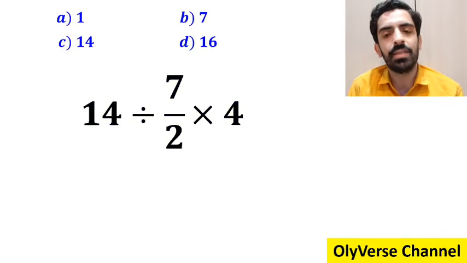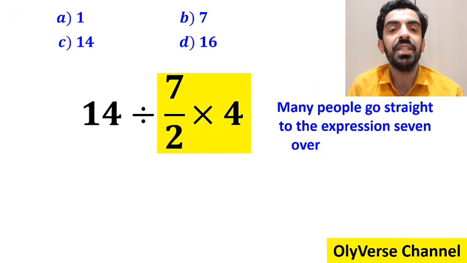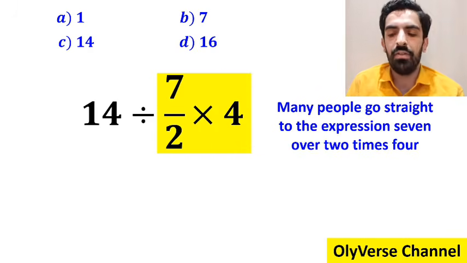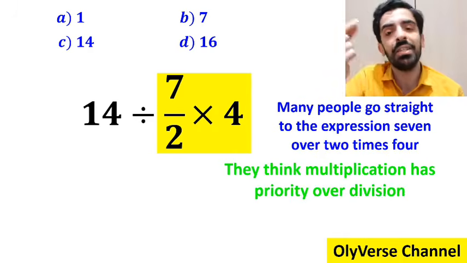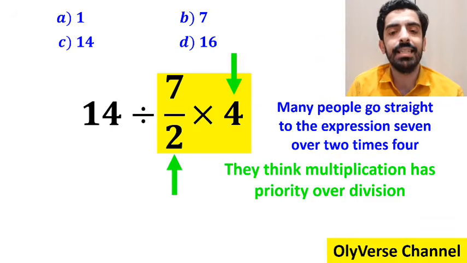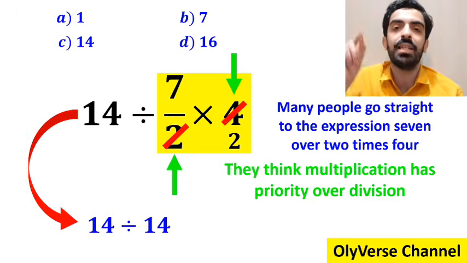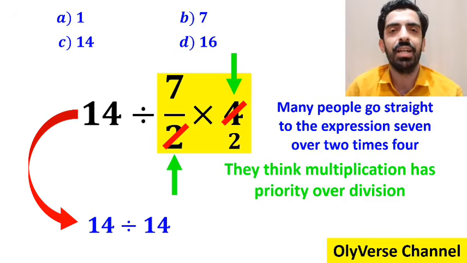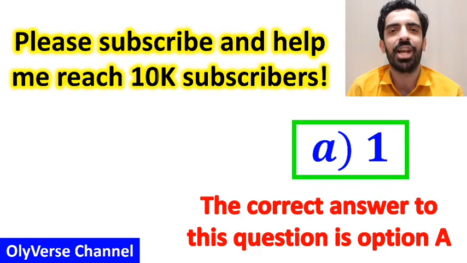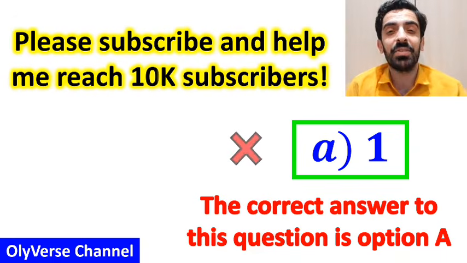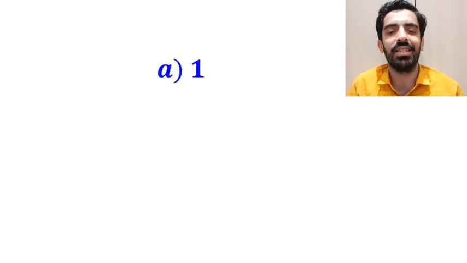At the beginning of solving this question, many people go straight to the expression 7/2 × 4, which I have highlighted in yellow, because they think multiplication has priority over division. And they say it's easy to simplify 4 with the 2 in the denominator and write this expression as 14 ÷ 14, which finally gives them the answer 1. Then, without any hesitation, they quickly say that option A is the correct answer to this question. However, this answer is absolutely wrong.